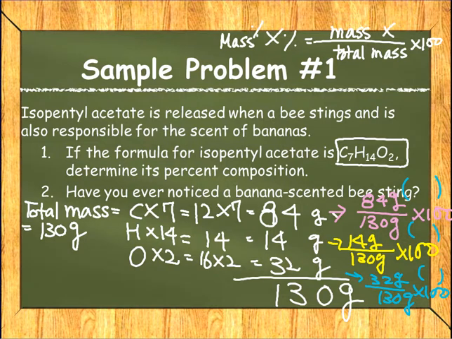So when I do this, it should add up to 99 point something, right? It's close enough. So when I do the math for carbon, hey guys, quiet down please, you have 64.62% carbon. I'm going to put hydrogen in the calculator, so 14 divided by 130, I get 10.77%. For oxygen, I have 32 divided by 130, and then I get 24.62.